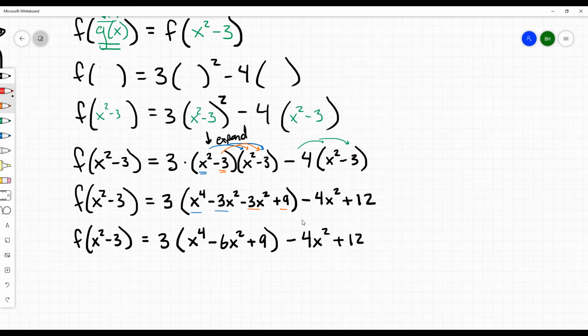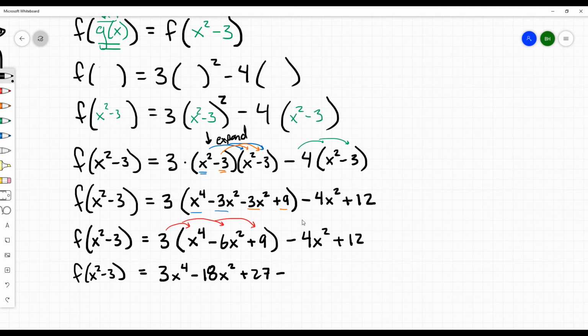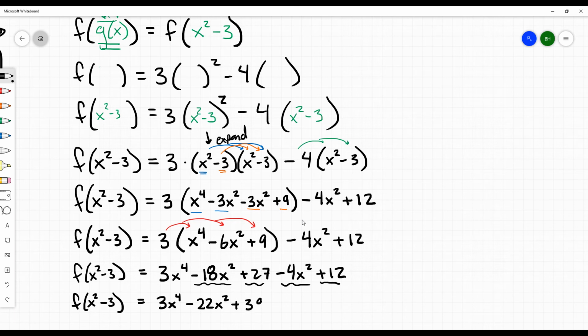And then, yes, you're going to distribute again, because now the 3 is out in front. We got to make sure the 3 gets applied to everything, which means we'll get f of x squared minus 3 equals 3x to the 4th power minus 18x squared. 3 times 9 is plus 27. Because I distributed everything, I don't need the parentheses anymore. Minus 4x squared plus 12. Okay. And then in my final step here, I'll go ahead and combine like terms. I get 3x to the 4th power, and then I have this negative 18x squared, and then negative 4x squared, negative 22x squared, and then I have 27 and 12, which is plus 39.